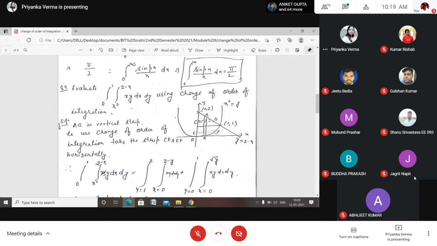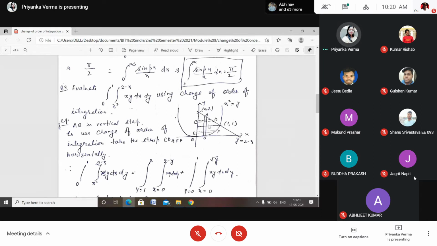This is ADFVEC, this whole region. And in the problem, the strip is taken as a vertical strip. Now, since we are using change of order of integration, we will convert the strip to the horizontal direction.